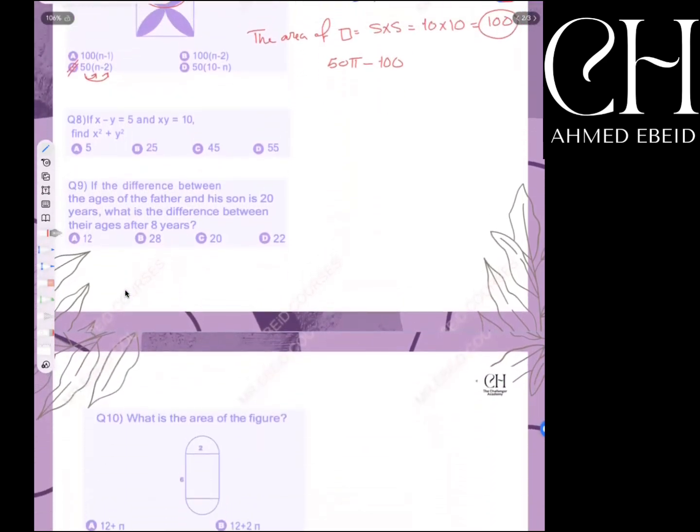Let's move to question 8. If x minus y equals 5 and x times y equals 10, find x squared plus y squared. I think we answered a question like this in the previous video. If you have x minus y equals 5, just make both sides squared to change it into a perfect square.